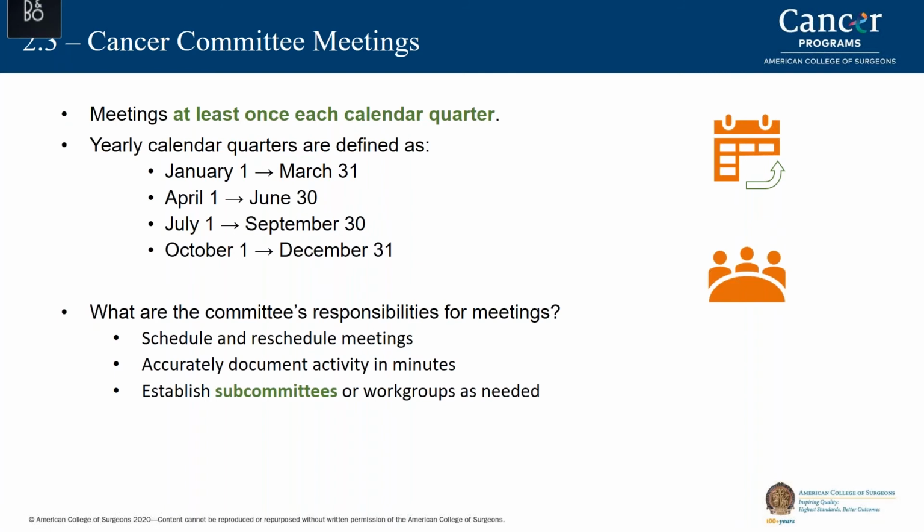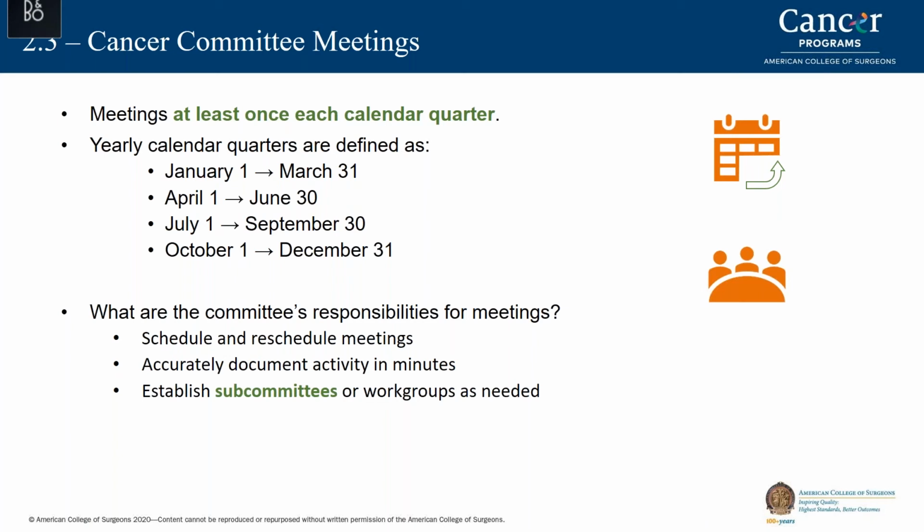Now, as far as meetings go for the cancer committee, remember that the committee must meet at least once each calendar quarter. So this slide reflects the various quarters of the particular year that the committee is in function. Now, it's always important that the cancer committee meeting should be set up early in the quarter, especially if there's any opportunity to miss meetings, because it's very important to have a meeting every quarter, and 4 meetings are required for the year.